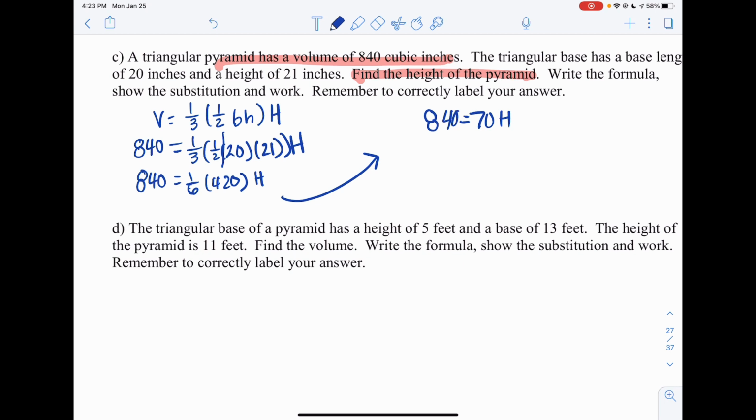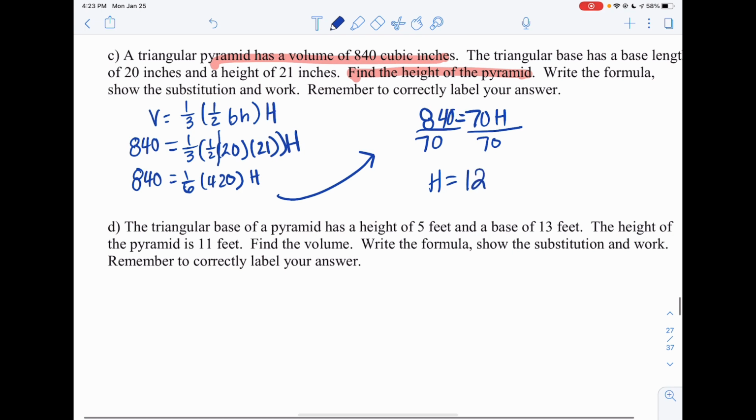And my last step to get h by itself, remember there's no addition or subtraction, so you should not be adding or subtracting that 70 over. I'm actually going to divide 70 on both sides, which means the height of my pyramid is just 12 inches. Not 12 cubic inches, just 12 inches because we're not dealing with volume. The volume was already given to us.